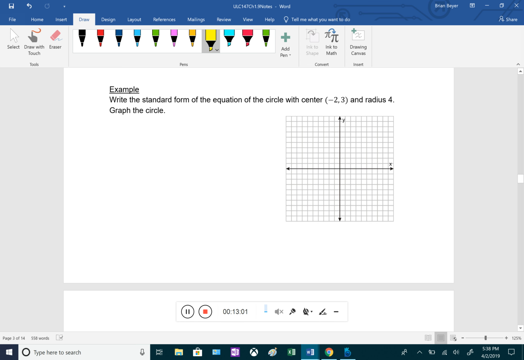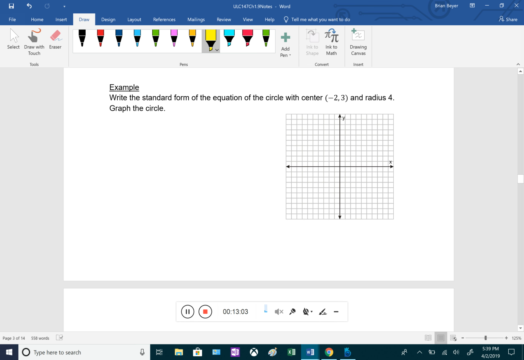So let's write the standard form of the equation of a circle with center negative 2 comma 3 and radius 4. And then we'll graph it. So we need the standard form. So standard form is going to be (x minus h) squared plus (y minus k) squared equals r squared. So we need h and k, and we need the radius r value. So we're given the radius is 4, and we're also given h comma k is negative 2 comma 3. So we actually just have to plug that in.